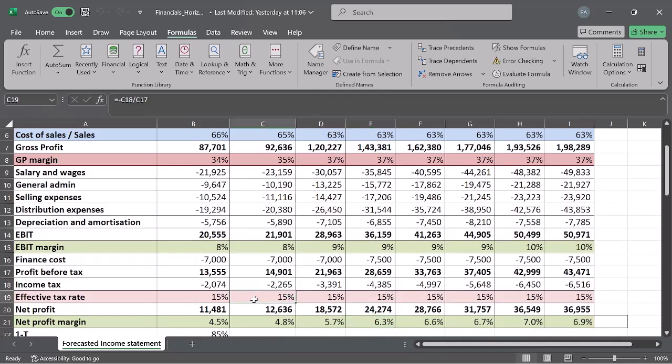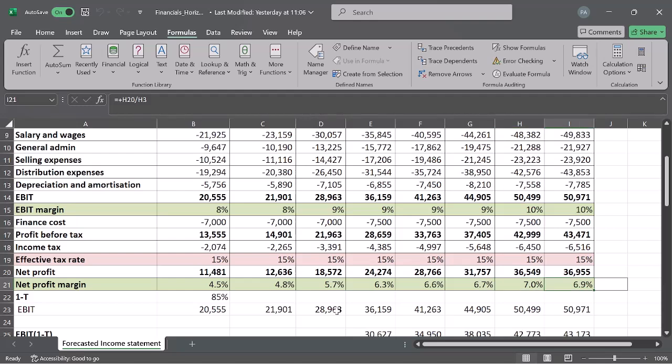So profit before tax is basically EBIT minus the finance cost. Income tax is given, and income tax also remains at 15%. If you take the income tax and divide by the profit before tax, income tax is 15% of the profit before tax. That means the company is paying 15% tax on whatever profit it has earned. So you can also keep this number almost the same.